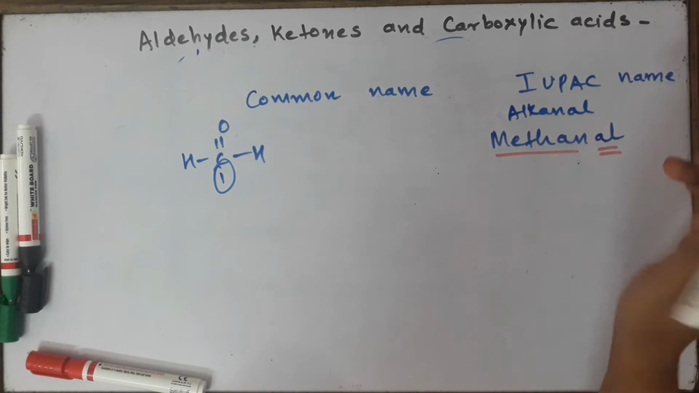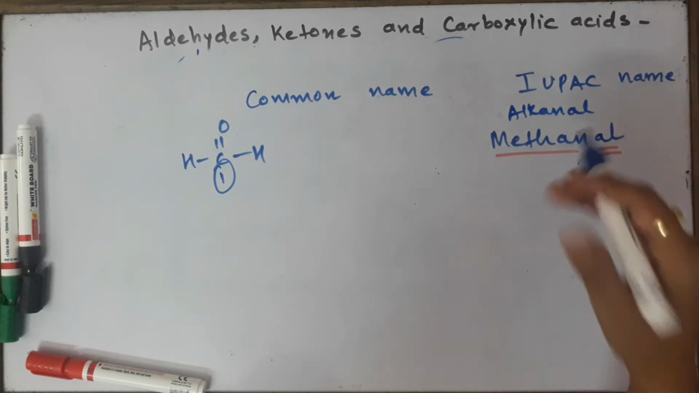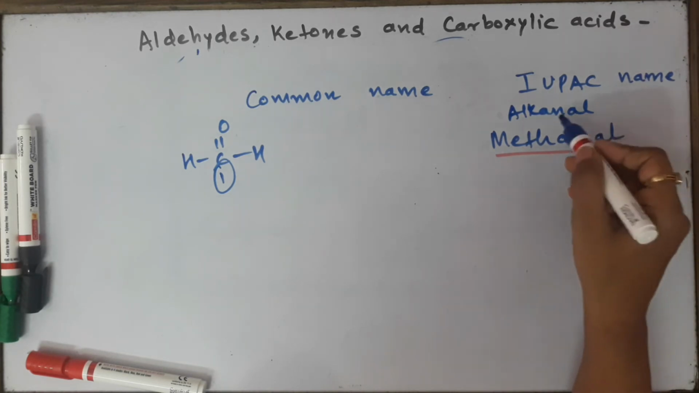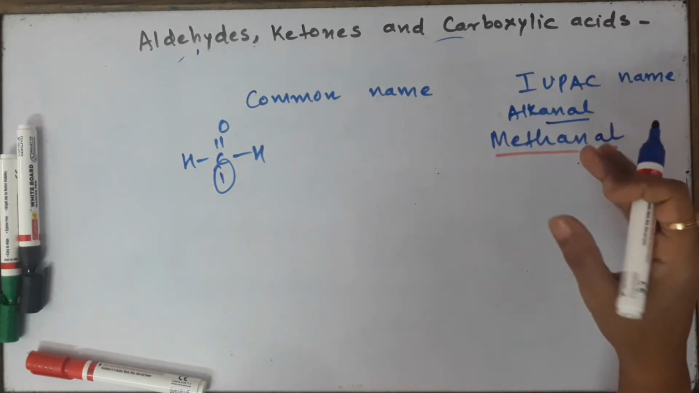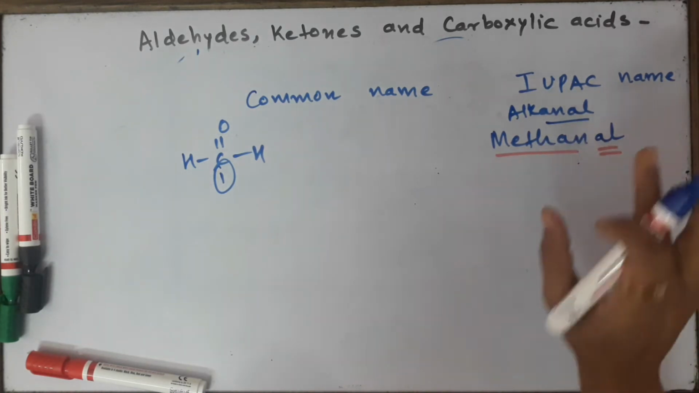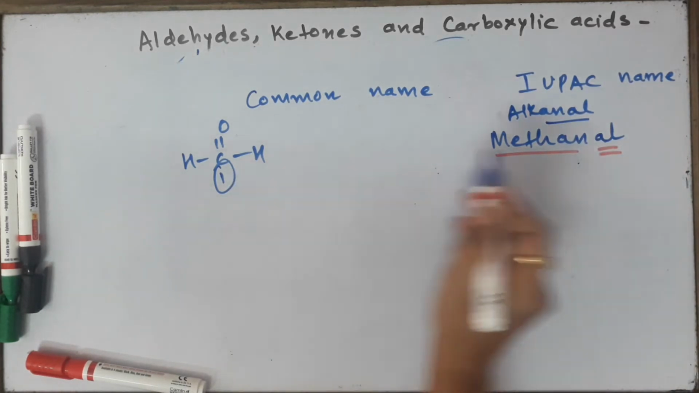If it's coming from an alkane, then I'll say alkanal. If it is coming from an alkene, then I'll say alkenal. If it is coming from an alkyne, then I'll say alkynal. Okay, like that. Now here, this was the IUPAC name.